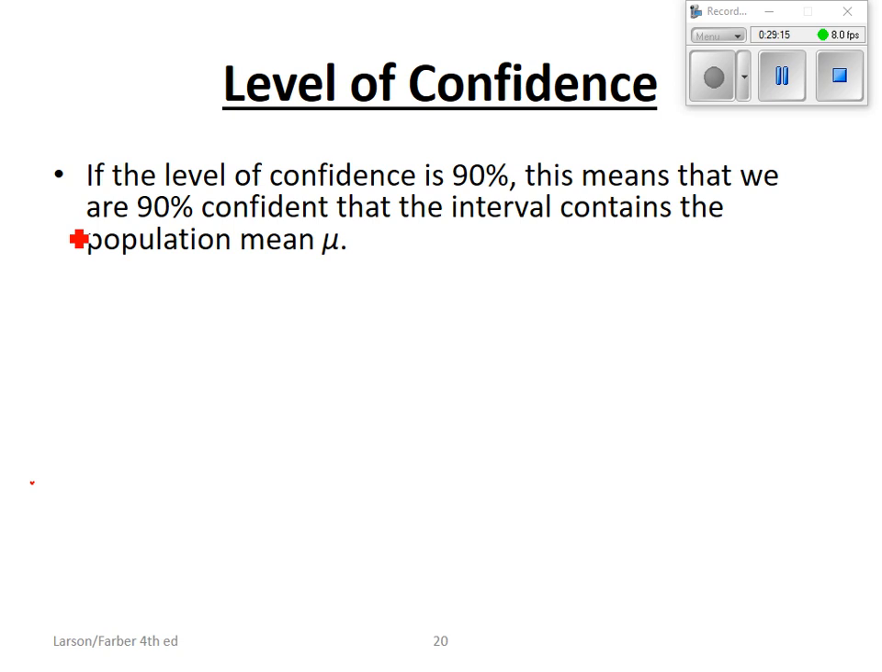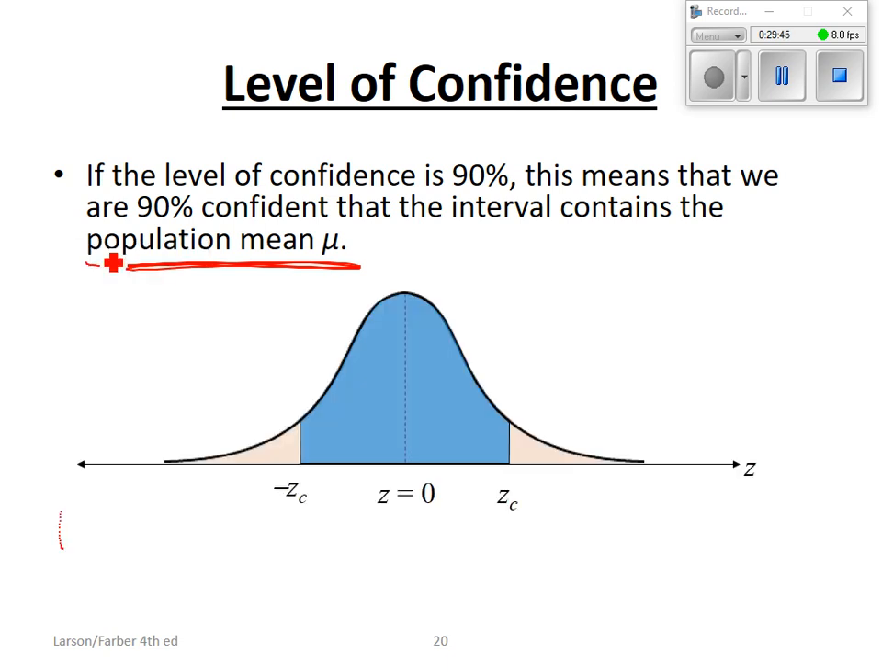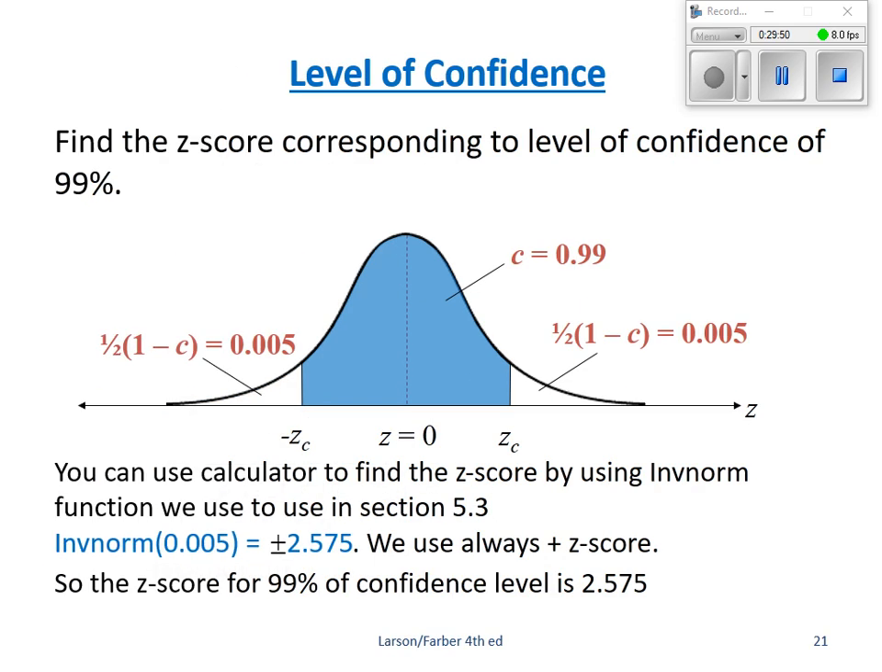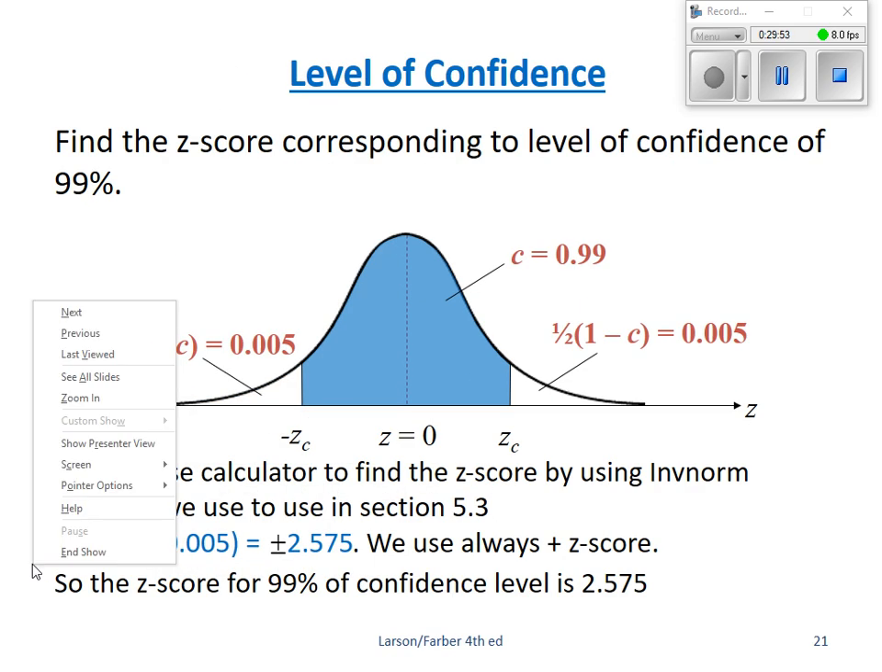If the level of confidence is 90%, and you've got to be able to explain this stuff, it's not going to do any good to be able to do all the math and never be able to explain any of it. If the confidence level is 90%, that's telling you that you're 90% confident that the interval contains the population mean. So we're 90% confident that whatever interval we made up contains the mean of the entire population. 99%, we talked about that.